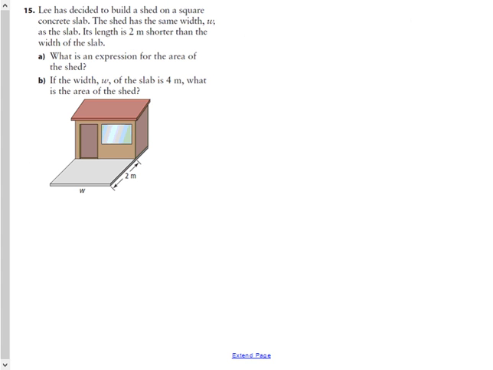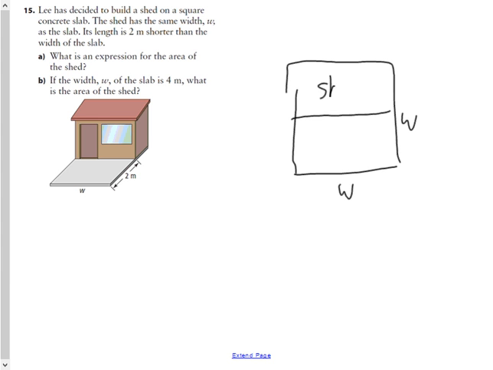And finally, we've got enough time for, I think, two more. Lee has decided to build his shed on a square slab. So this is the width and this is the width. This is a square slab of concrete. But the shed that rests right here is 2 meters shorter. So if I define the length of the shed as W, the width of the shed is 2 meters shorter than that.